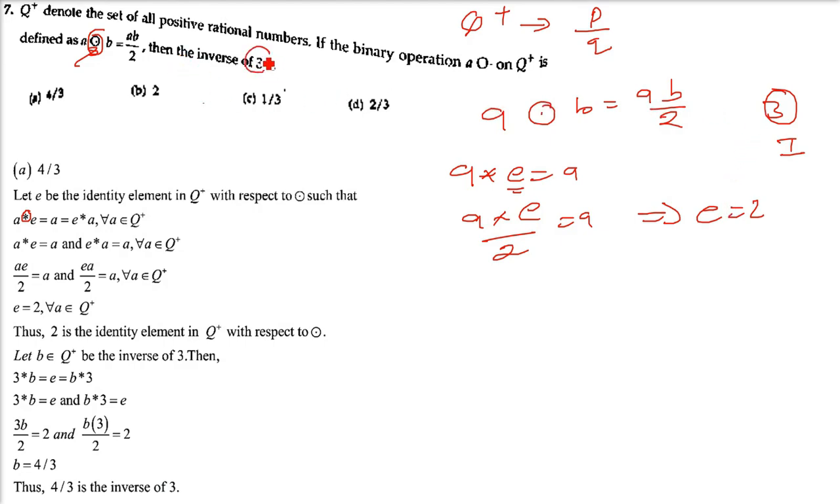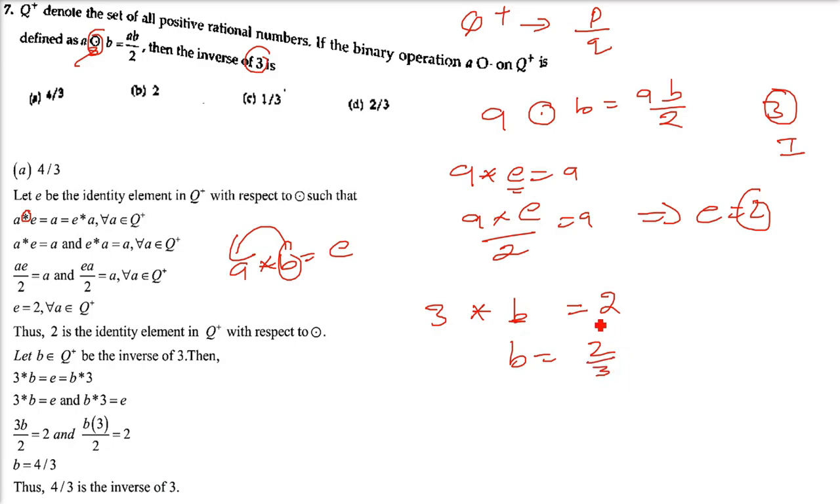Now we have to find the inverse. What do we operate with 3 so that we get 2? So A star B is equal to E, and B is the inverse of A because we are getting the identity element. So 3 star B is equal to 2. 3 star B is what? Since A operation B is AB by 2, it is 3 into B by 2, which is equal to 2. So 3B by 2 equals 2, giving B equals 4 by 3. So 4 by 3 is the inverse of 3.